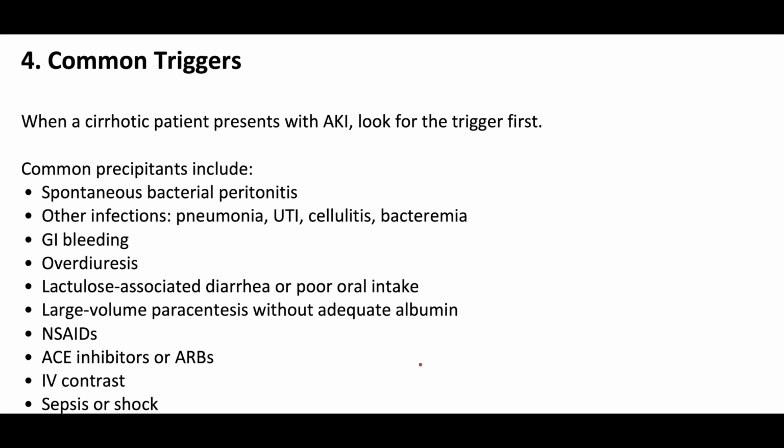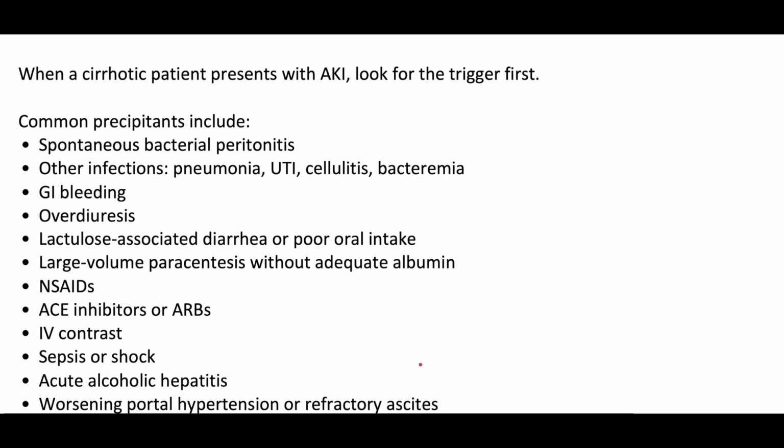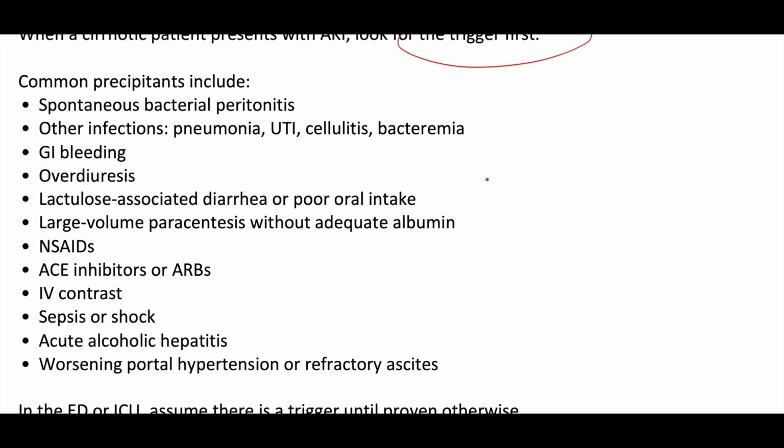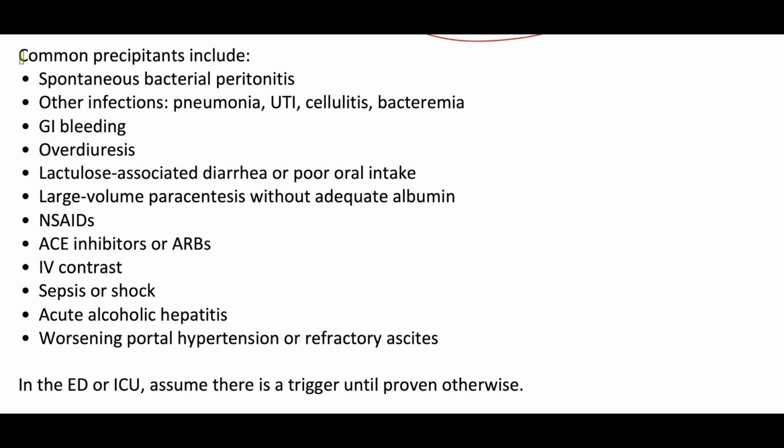So we talked about precipitating events, and anytime you have someone with decompensated cirrhosis who has hepatic encephalopathy or who has HRS, you always want to look for a trigger to make sure you're not missing something underlying. The common precipitants for HRS are honestly very similar to the precipitants for something like hepatic encephalopathy. Any infections, whether that's spontaneous bacterial peritonitis, pneumonia, cellulitis, skin soft tissue infection, GI bleeding, too much diarrhea from the lactulose you're using to treat the hepatic encephalopathy, large volume paracentesis without adequate albumin, and then different medications, right?